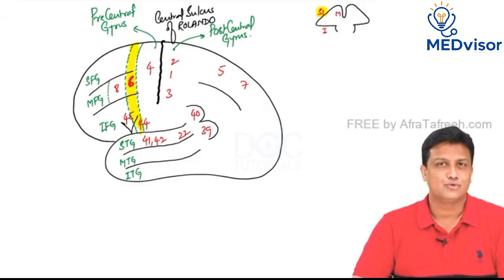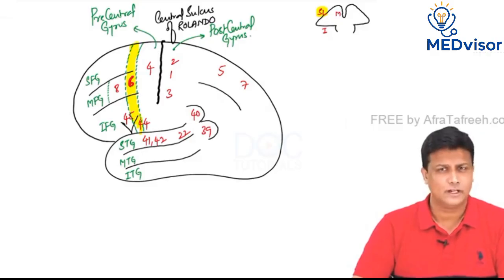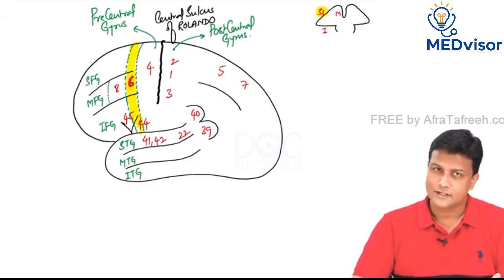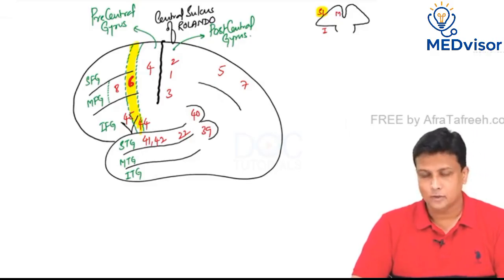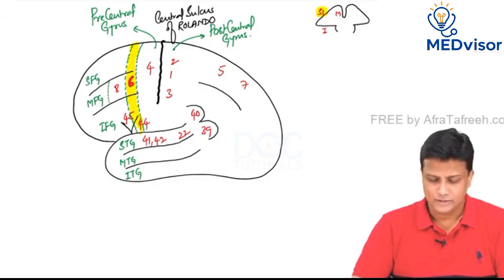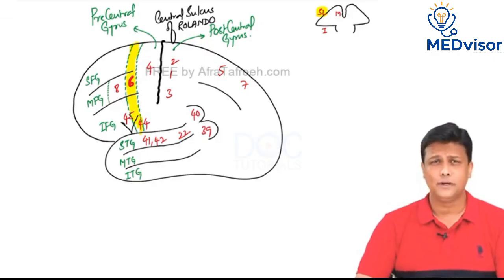Together they form the Wernicke speech area. Very important one. So one is Broca's speech area, 44-45, and then the Wernicke speech area. I'll tell you the difference between these two. Hope it is extremely crystal clear right now.